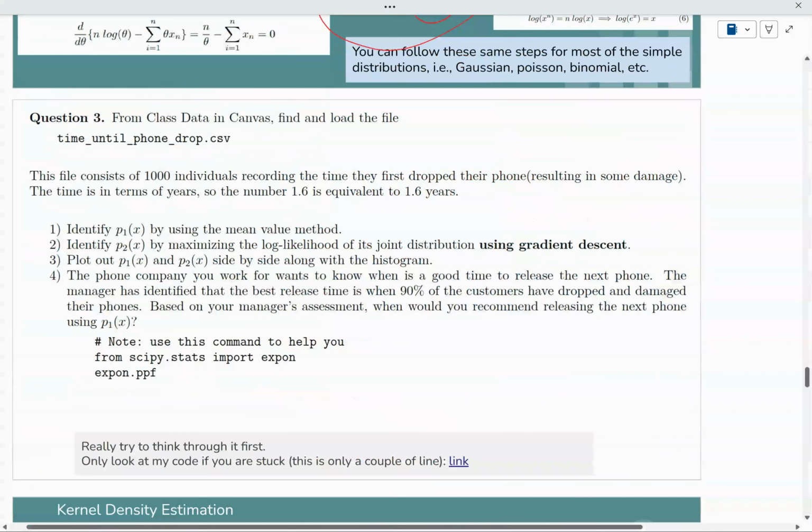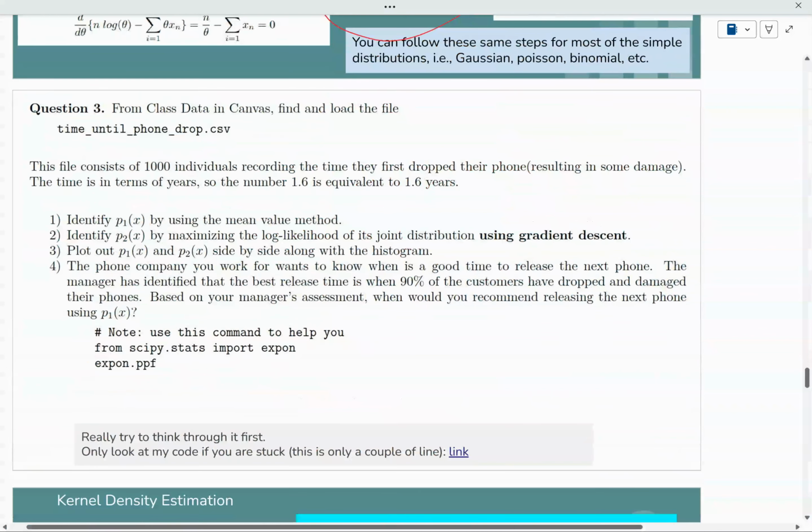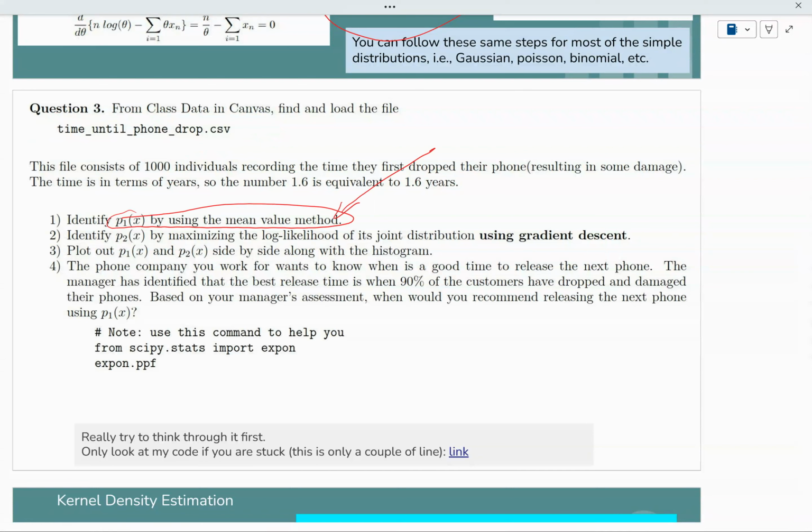All right, for your next practice, you want to load this file, and it consists of 1,000 individuals recording the time they first dropped their phone, resulting in some kind of damage. The time is in terms of years, so a number 1.6 is equal to 1.6 years. And then what I want you to do is identify the P of X, first using what we learned last class. You want to basically get the histogram. By looking at the histogram, figure out what the equation is. So that would be P1.